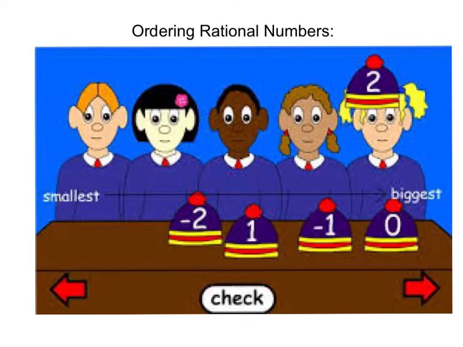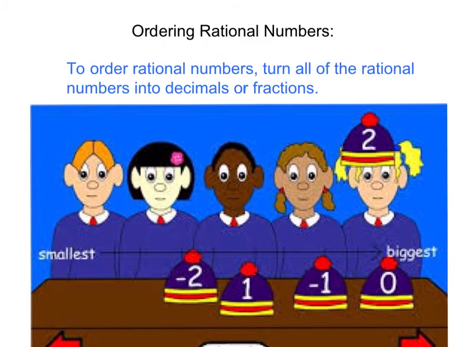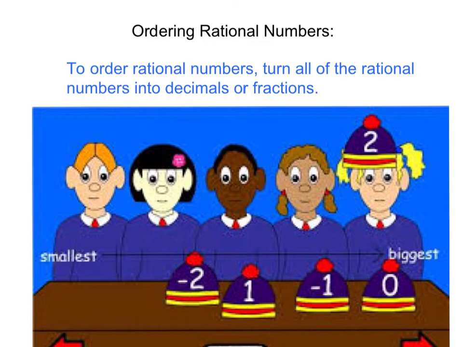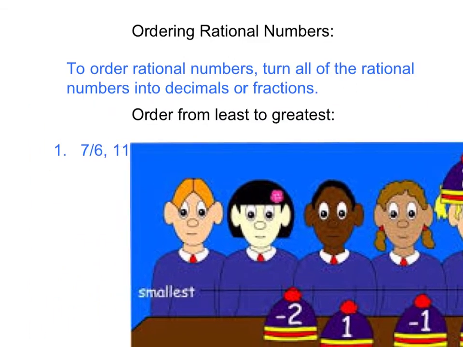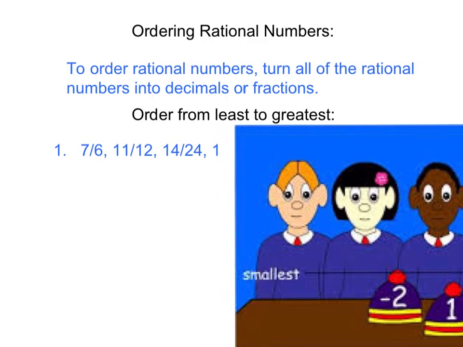Now that we know how to compare rational numbers, we can also order rational numbers. To order rational numbers, you first need to do the same step as comparing them. Turn all of the rational numbers into decimals or fractions with common denominators. Please take a moment to pause this video and write down the process of how to order rational numbers. Now let's try an example together. Order these numbers from least to greatest.